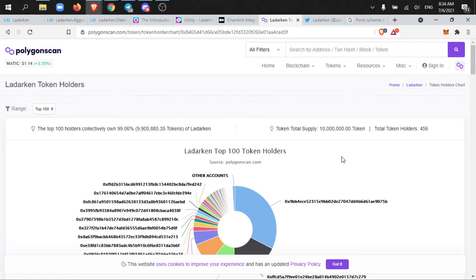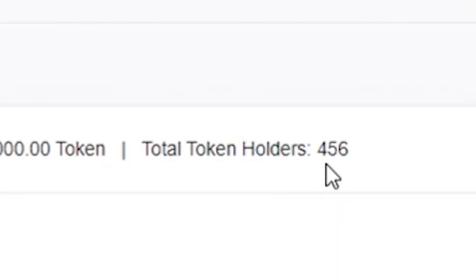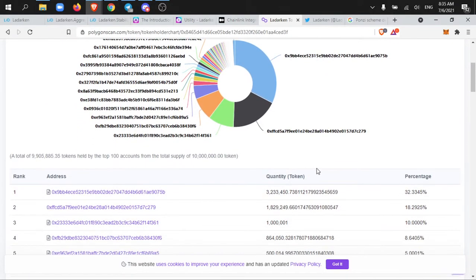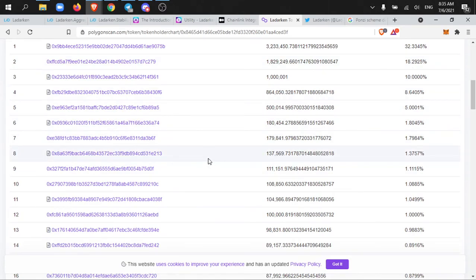So when we look on Polygon Scan, you can see here that there's 456 different addresses that are holding the token. The vast majority of it seems to be held in smart contracts. So at least a whale dumping on the price isn't something that you'd need to worry about.